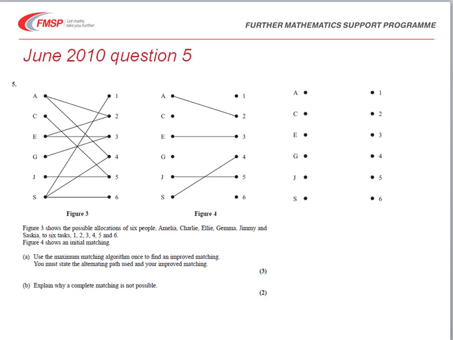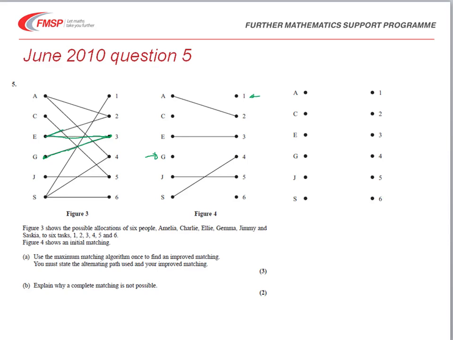We've been given an initial matching in figure 4, and we're asked to use the maximum matching algorithm to improve this matching. So I'm going to start at G and see if I can find a path through that ending at either 1 or 6. Let's see if we can find one going to 1. So again, remember that we have to alternate between ones which are not currently in the matching. So that's G to 3, but then we must come back to E. I think this is actually quite a straightforward one this time.